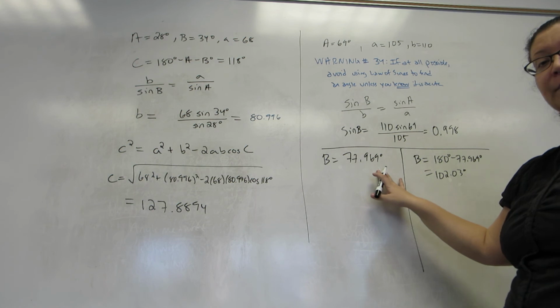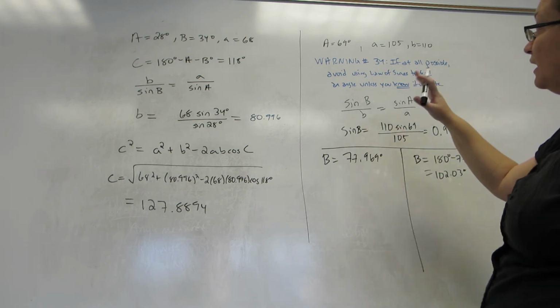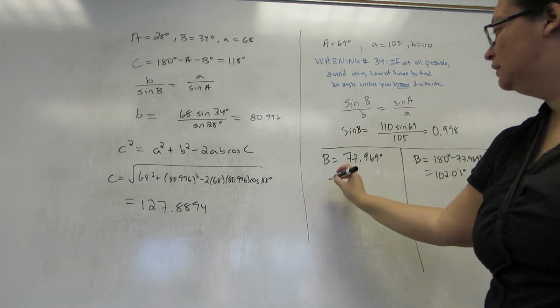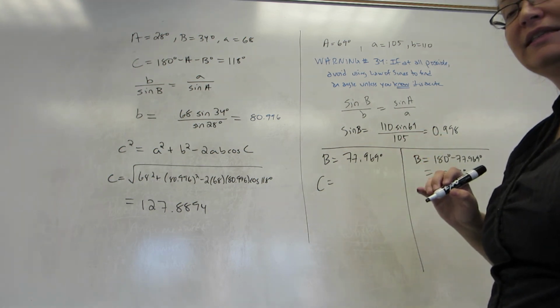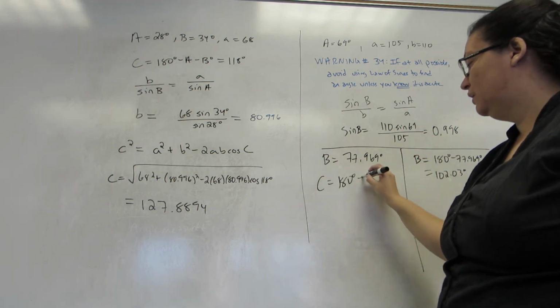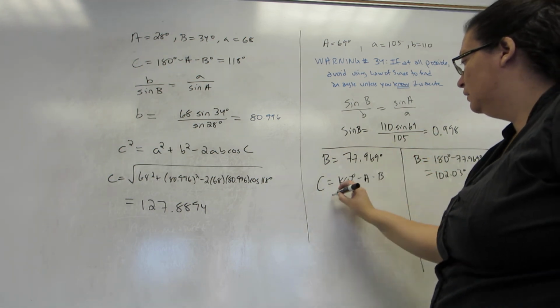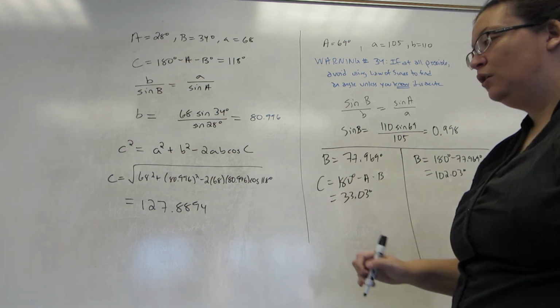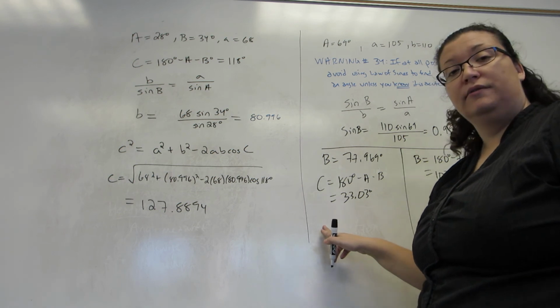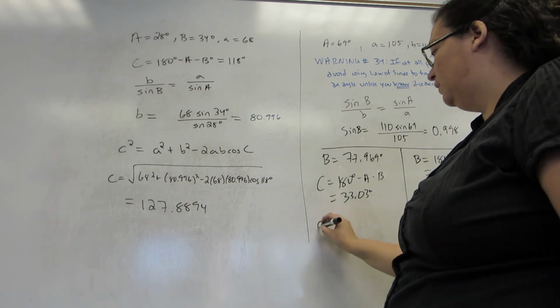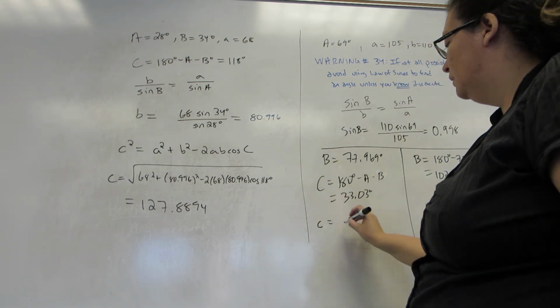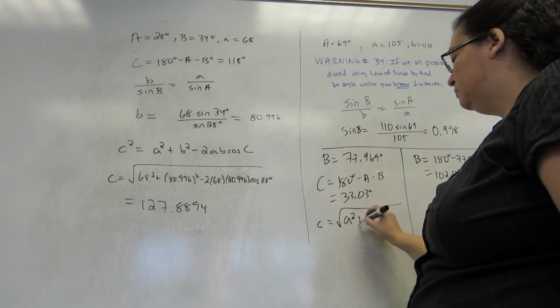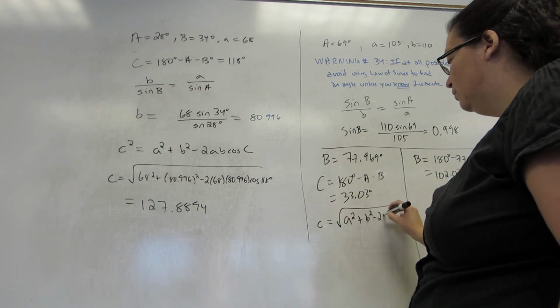If this is B, okay, I now have both A's and both B's. I need a C. Next, easiest to find is the angle, because it's 180 degrees minus A minus B. In this case, that's 33.03 degrees. Once I have the angle, I can use either law of sines or law of cosines to find the side length C. Personally, I like law of cosines because all I have to do is take a square root of both sides.